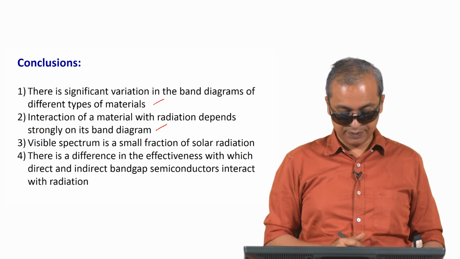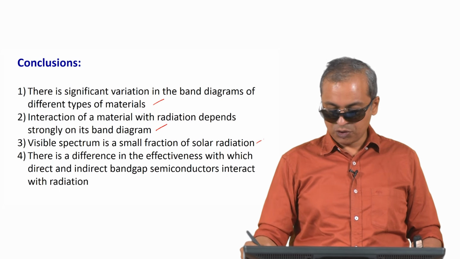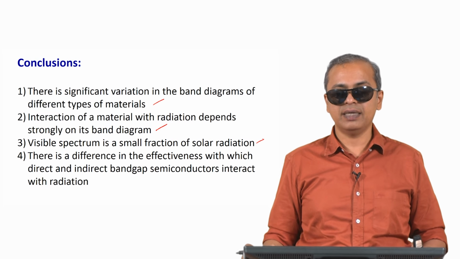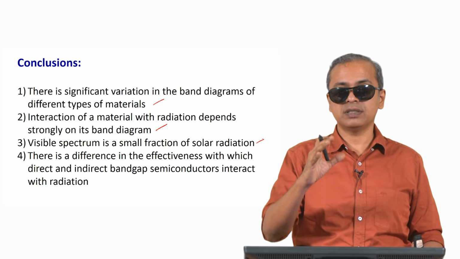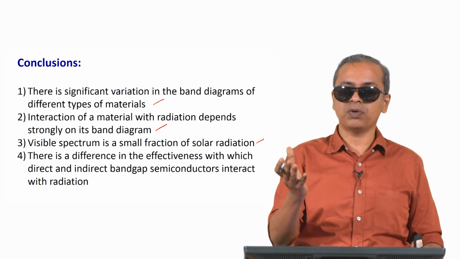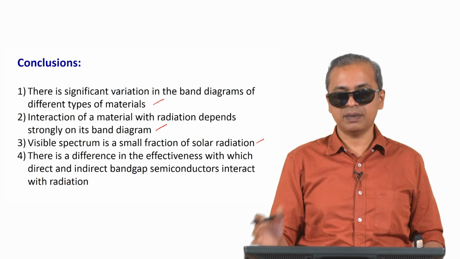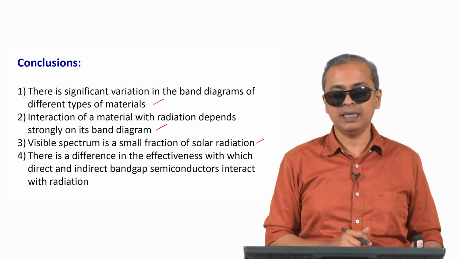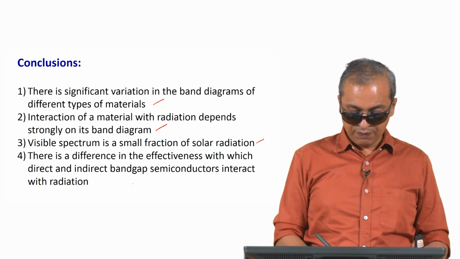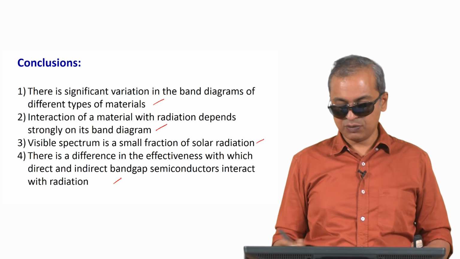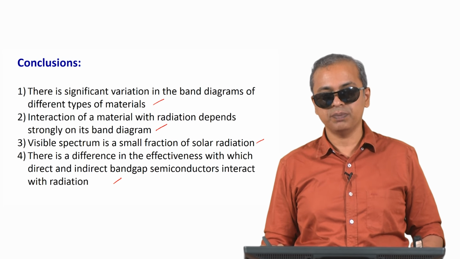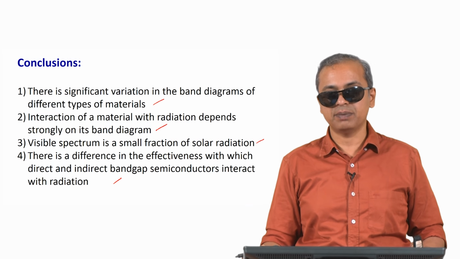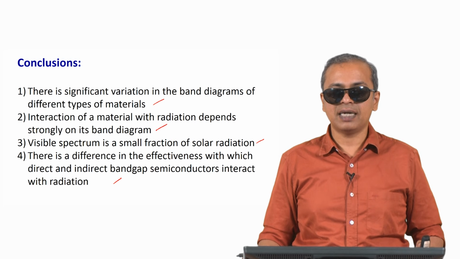The visible spectrum we also saw briefly, only a certain fraction of the overall solar radiation is the visible spectrum. You do have a lot of parts of it which are not the visible spectrum. You have in fact a significant amount of it being in the infrared. And finally, we saw that there is a difference in the effectiveness with which a material will absorb radiation based on whether it is a direct band gap semiconductor or an indirect band gap semiconductor. So that is our summary for the class today.